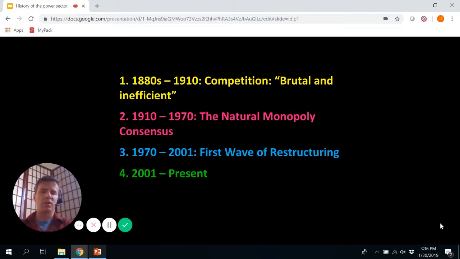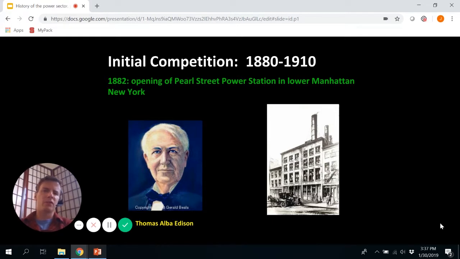And then since then, the electric power industry and electricity markets have continued to evolve, including the integration of new technologies. So we're going to talk mostly about 1 and 2 today, and we're going to talk about 3 the next time, and 4 will be sort of an ongoing discussion throughout the rest of this class. So let's start with the period of initial competition, 1880 to 1910.